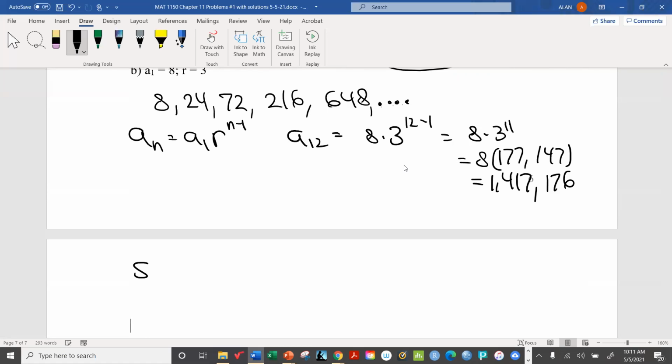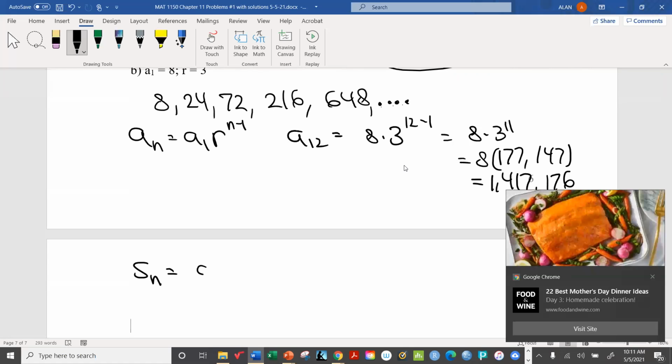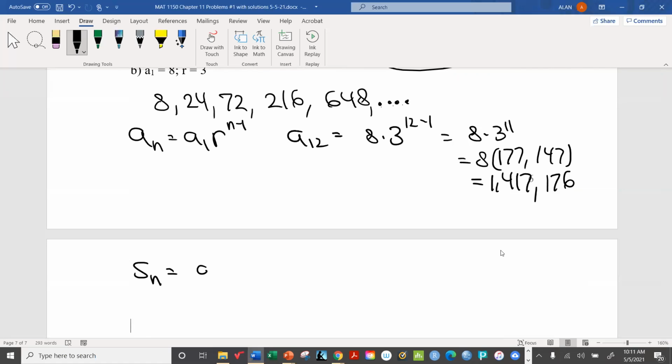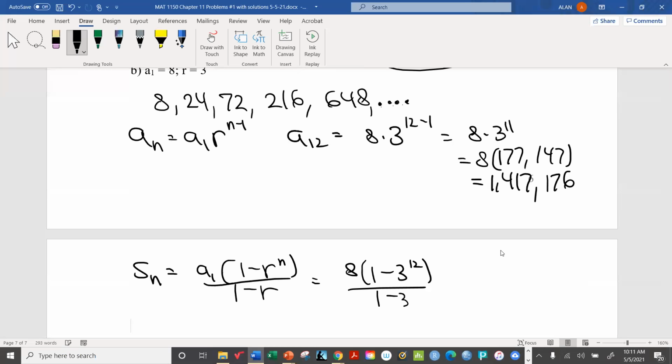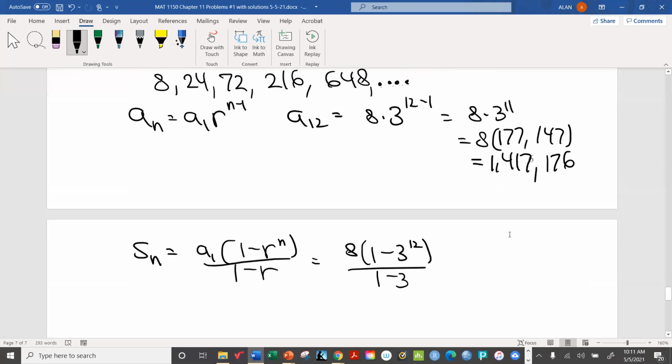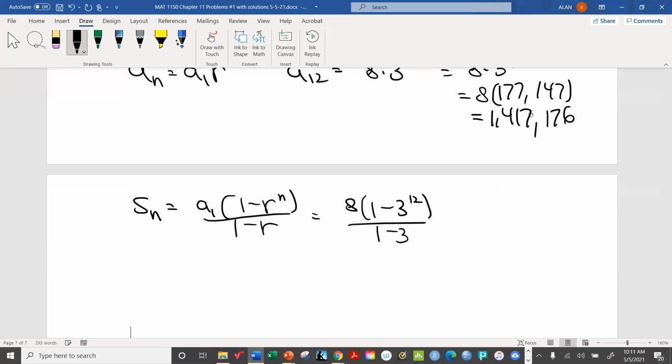So the formula again is Sn equals A1 times 1 minus r to the n over 1 minus r. All right, the first term was 8. The common ratio was 3. Yeah, this is going to be a big number. I mean, a really big number.